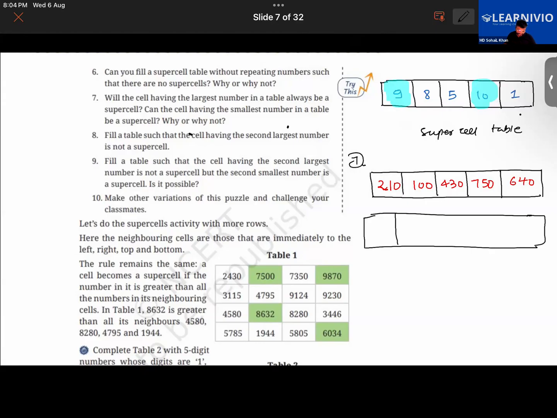This question, the cell having the largest number. For this question, the largest number will not always be a supercell. The largest number could be surrounded by other relatively large numbers, and if any of its neighbors are larger or equal to it, then it won't qualify as a supercell. Getting it? Let's try to have such a supercell.